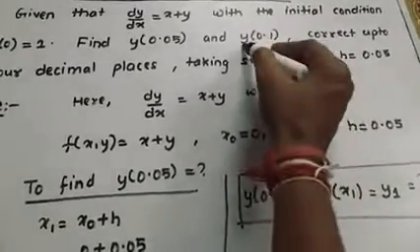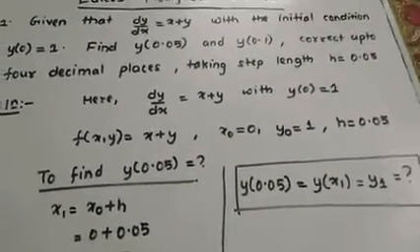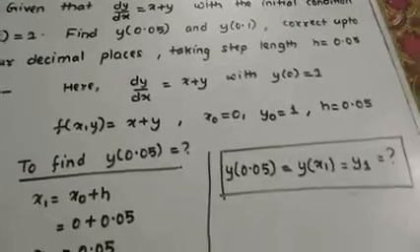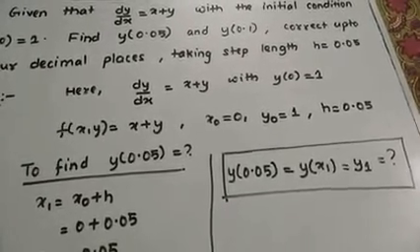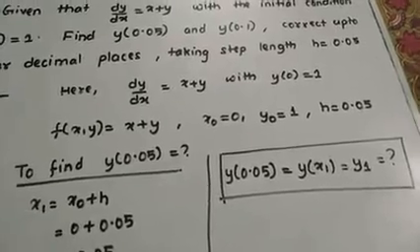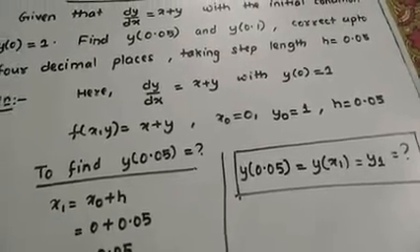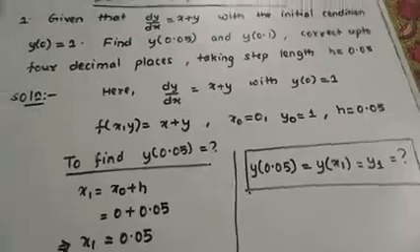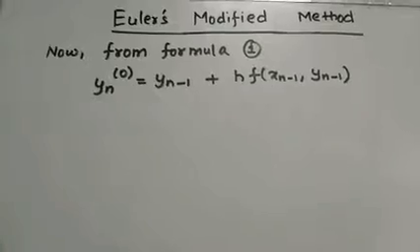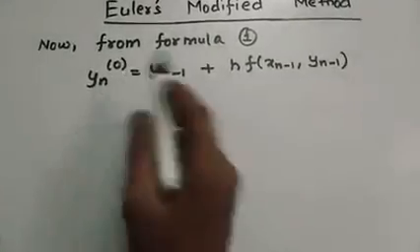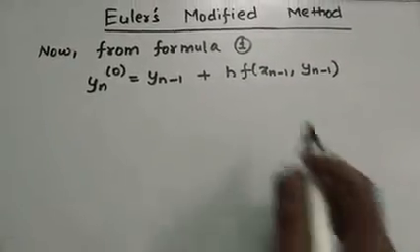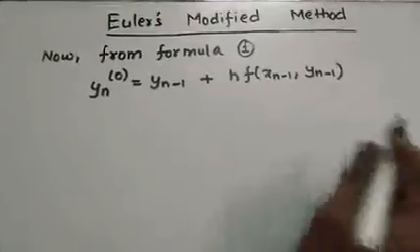What was the next part? y of 0.1. So for finding y1, using formula number 1 of the Euler modified method, we will find y1 0. Okay, so let's do that. Now, using formula number 1, I have written it: yn0 equals yn minus 1 plus h f of xn minus 1 comma yn minus 1.